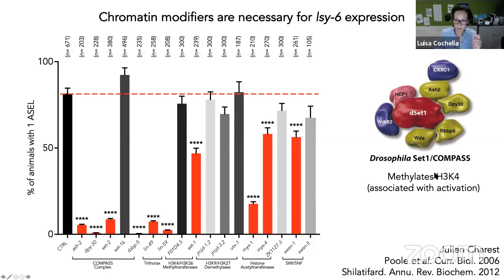So this complex methylates histone 3 on lysine 4, which is a mark that is associated with transcriptional activation. But of course, if you knock down a chromatin modifier, such a broad-acting protein, you might mess up Lausitz-X expression for a whole number of reasons. So we really wanted to know that the Lausitz-X locus itself is methylated on lysine 4 and that this methylation is important. So the experiment that we came up with is the following.